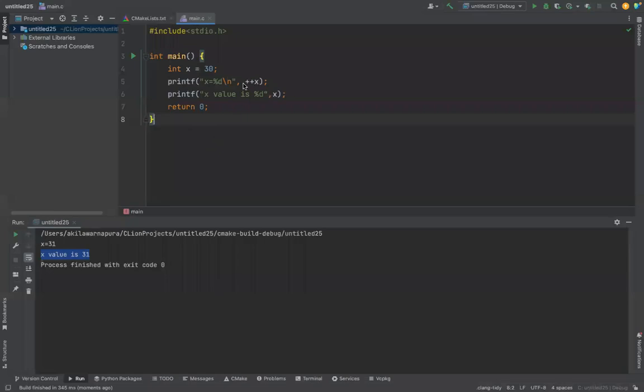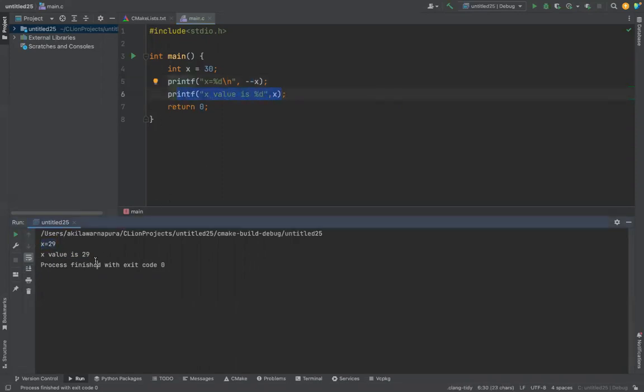Similarly, if you want to decrement, you can use minus minus. That means decrement the x value by 1. Decrement means decrement the 30 by 1, that means 29. This is postfix. Sorry, this is the prefix form: decrement first, after that assign. Decrement first, that means 29, and 29 is assigned here. After that also you print the value.